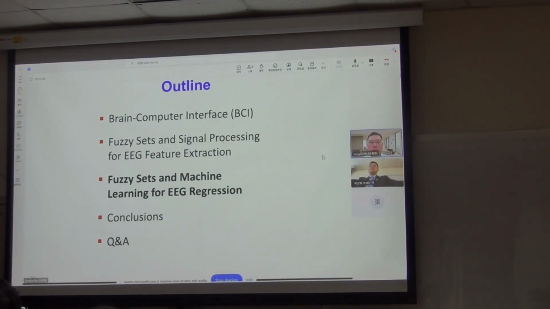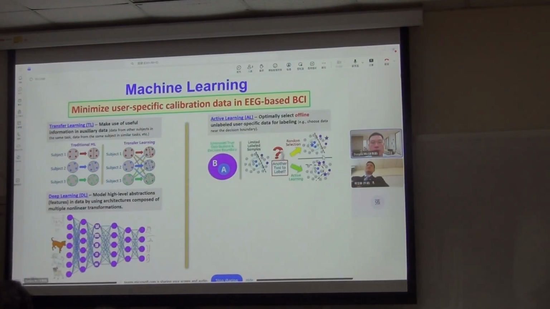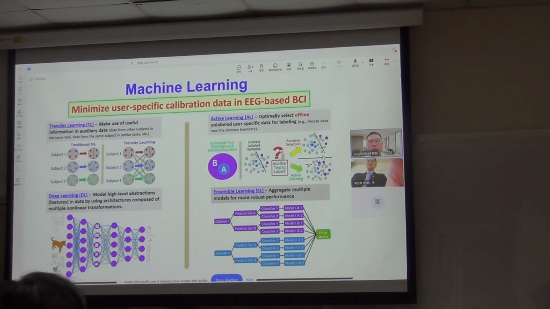Next, we will introduce an approach for fuzzy sets and machine learning for EEG regression problems. Many machine learning approaches have been used in EEG-based BCIs. The main goal is to minimize user-specific calibration data. In our lab, we have applied different approaches, including transfer learning, deep learning, active learning, and ensemble learning. In this talk, I will mainly focus on transfer learning.